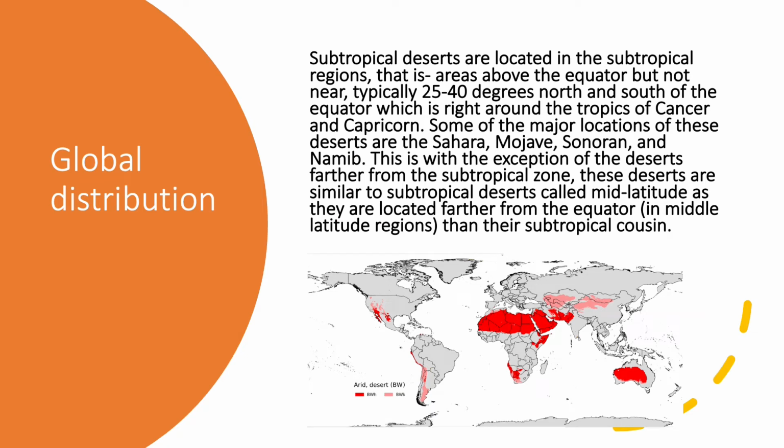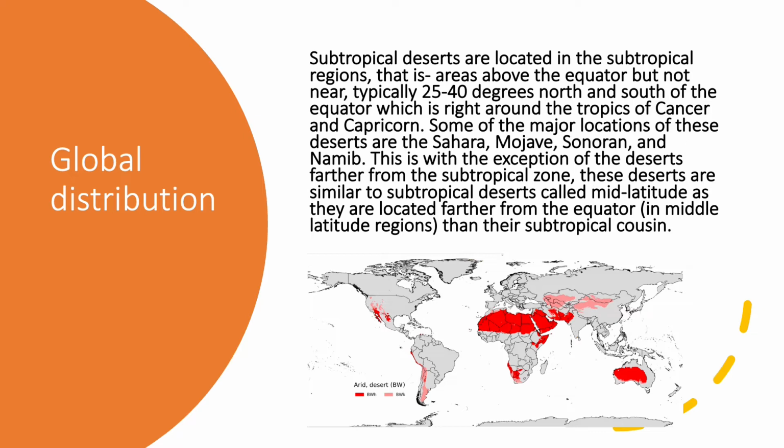Global distribution. Subtropical deserts are located in the subtropical regions, that is, areas above the equator but not near it. Typically 25 to 40 degrees north and south of the equator, which is right around the tropics of Cancer and Capricorn. Some of the major locations of these deserts are the Sahara, Mojave, Sonoran, and Namib.